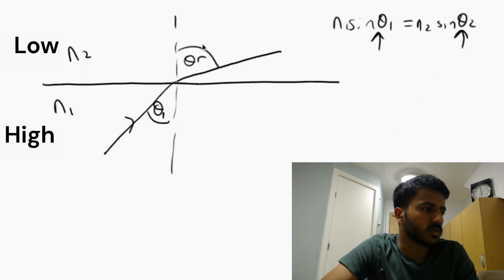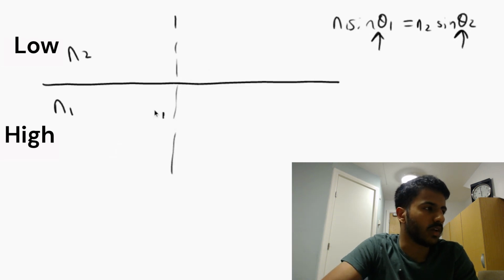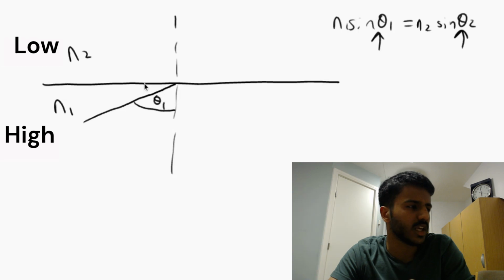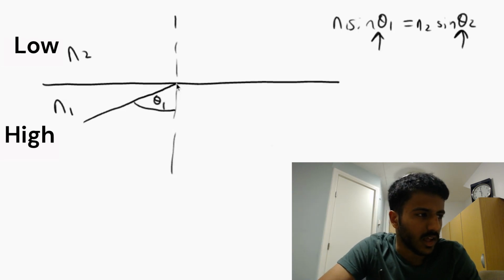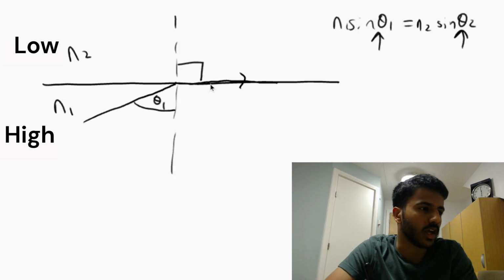So let's assume the scenario where I'm going to keep on increasing this angle. And now let's say I put this angle such that the wave enters here. Let's call this theta 1. Now let's say in the scenario here, this wave is refracted so much that it now travels along this line, where this angle here is 90 degrees. Well, this is a special case, and this angle here is called the critical angle.